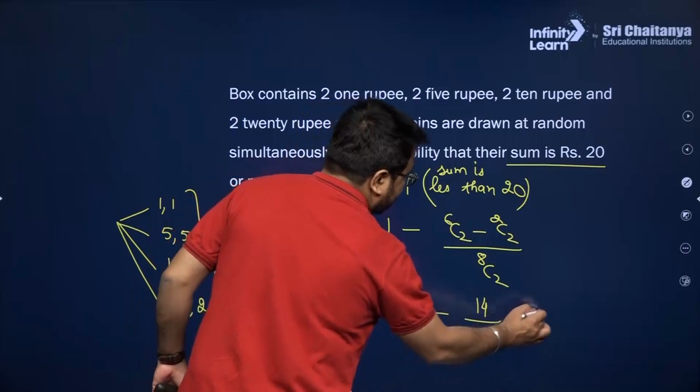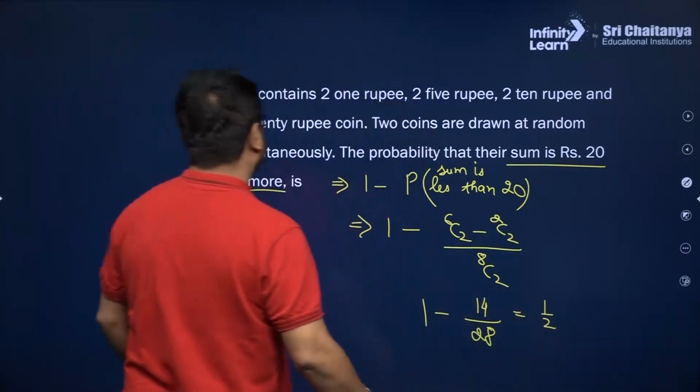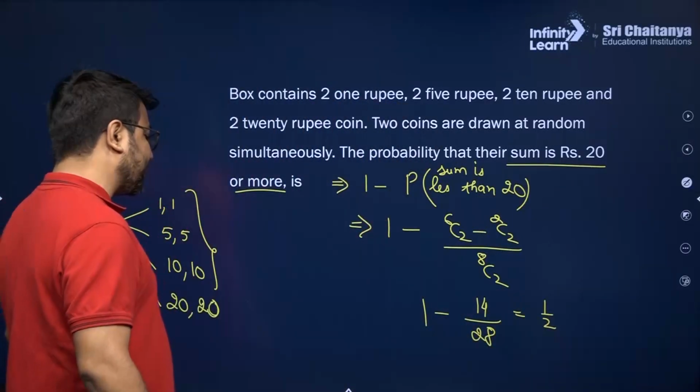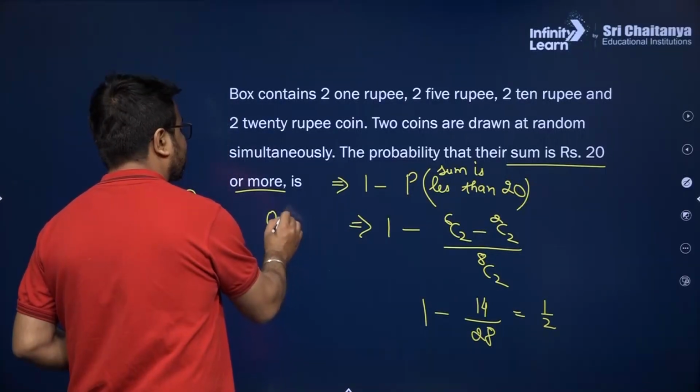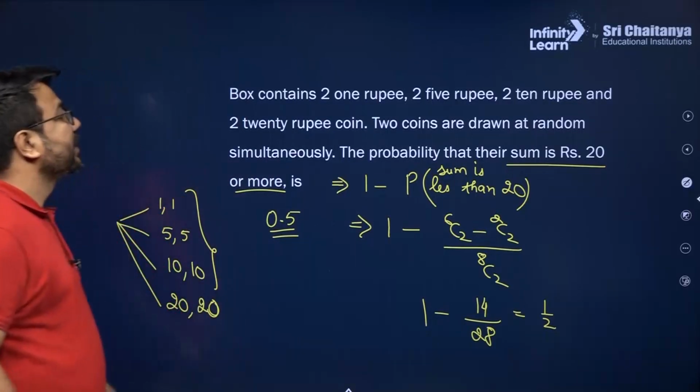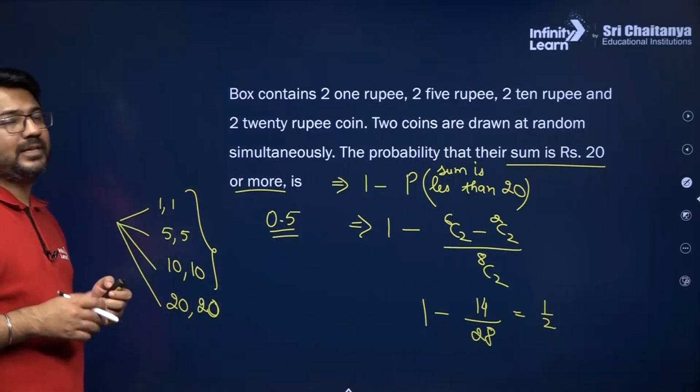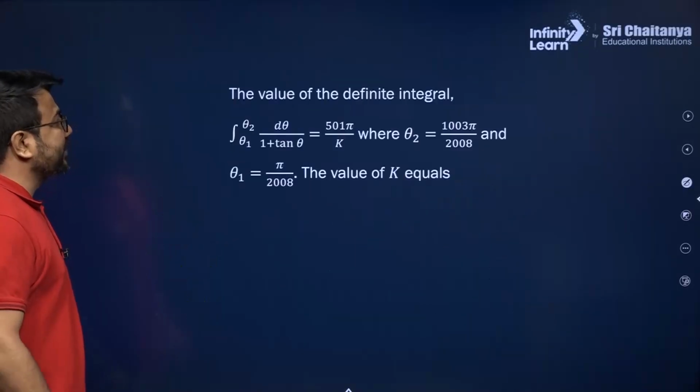So 1 minus half will be written as half. And the answer to this question will be half, which is equals to 0.5. Since it is an integer type question, 0.5 will be the final answer. I hope you are able to understand how we did this question. So let us move to the next question.